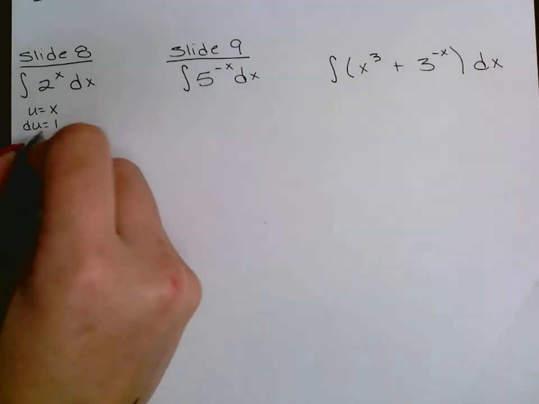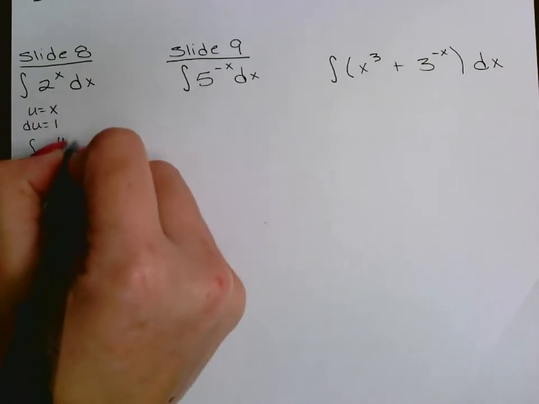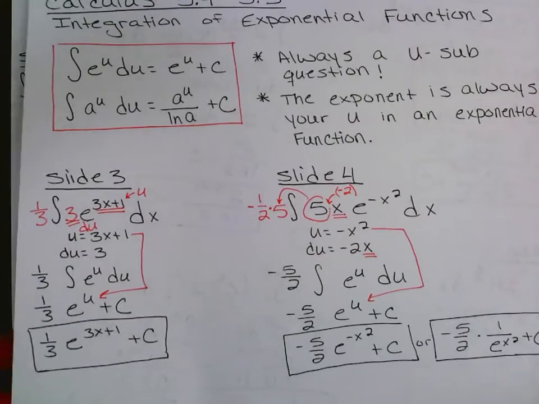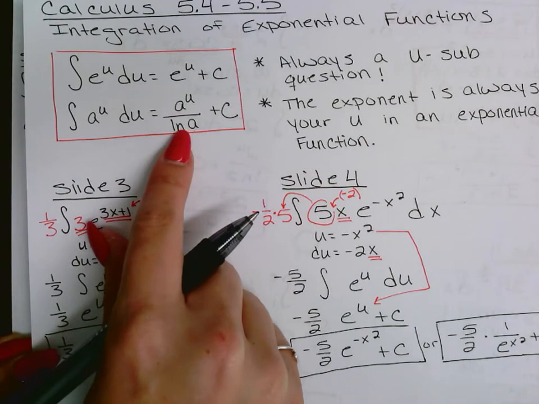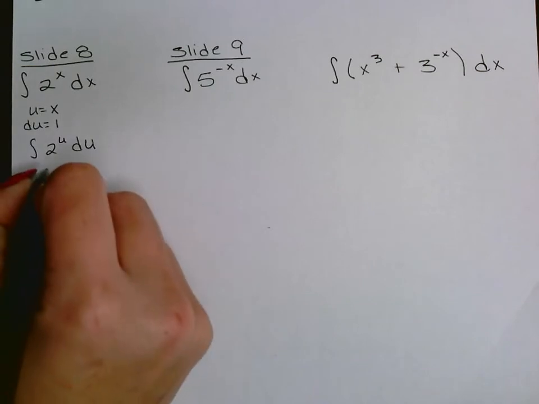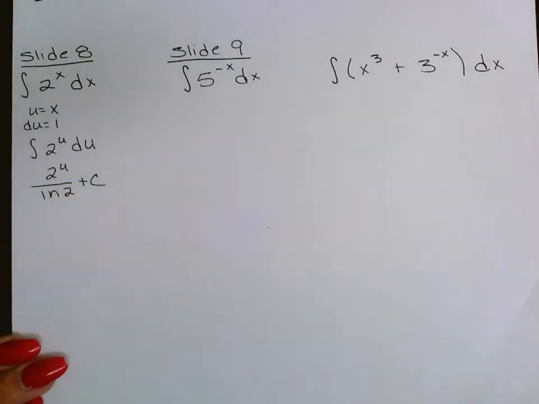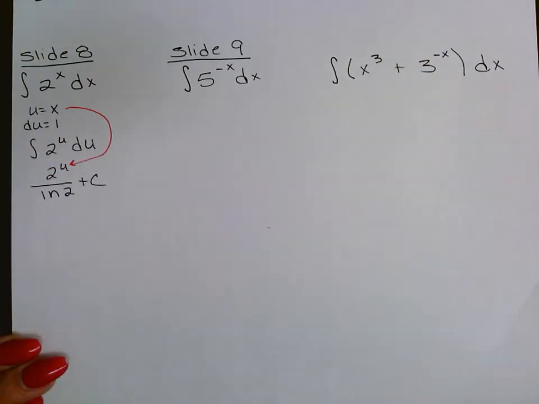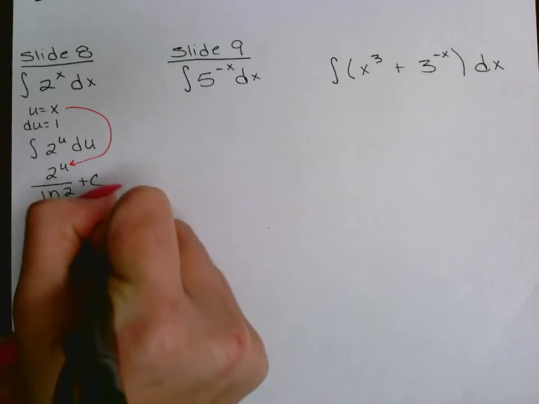Okay? Let's say I do finish it with u sub. I say the integral from 2 to u, of 2 to the u du. And based on the antiderivative that we wrote on our first page, we are now looking at this rule. A to the u is a to the u and then over ln of a, which is at base. Okay? So we have 2 to the u over ln of 2 plus c, and then we put that u back in. And we have 2 to the x over ln of 2 plus c.